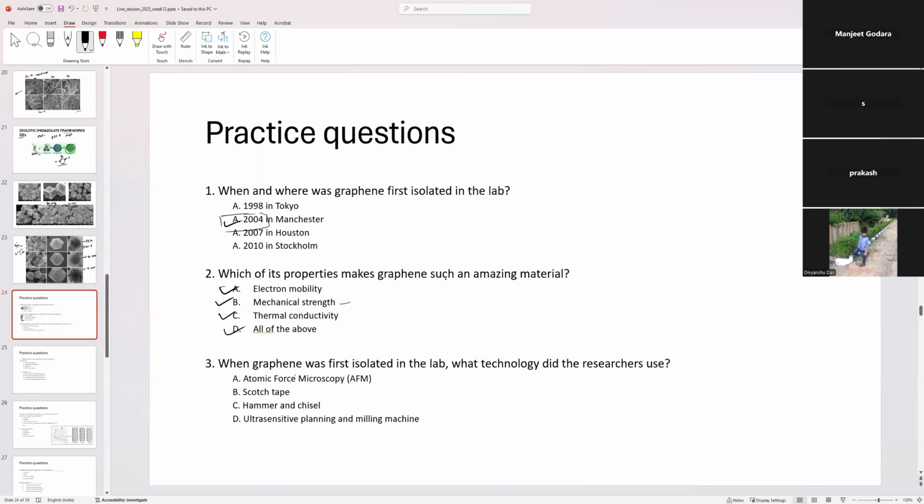When graphene was first isolated in the lab, which technique did researchers use? So they used scotch tape to peel it off. So this is a kind of mechanical exfoliation. Mechanical exfoliation. Okay.